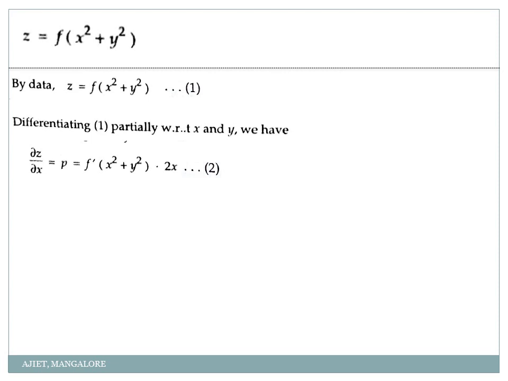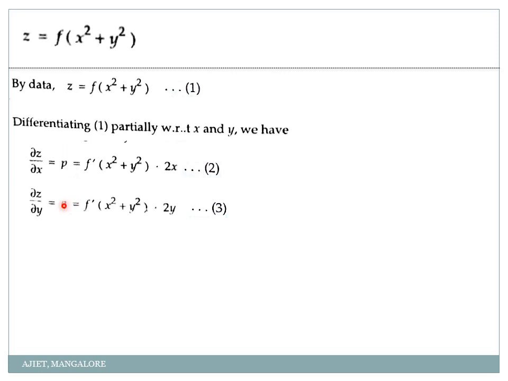When I differentiate with respect to x, dou z by dou x is equal to p. The differentiation of that function is f dash. For example, if you have sine of x square plus y square, you first differentiate the sine, and you write it as cos. In the same way here, instead of sine they have given you f. So the differentiation of f is f dash of x square plus y square into the differentiation of x square, which is 2x. Then dou z by dou y is equal to q, the notation.